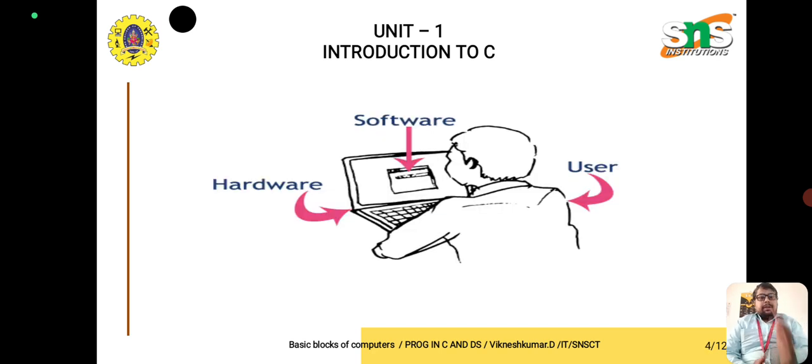Moreover, when we take a computer, we segregate it into three: software, hardware, and user. The user is the one who uses the computer, whereas hardware is what we see through our eyes. Software is where the computer needs instructions, and the user communicates with the hardware of the computer by means of software.